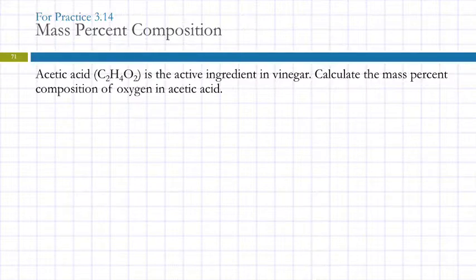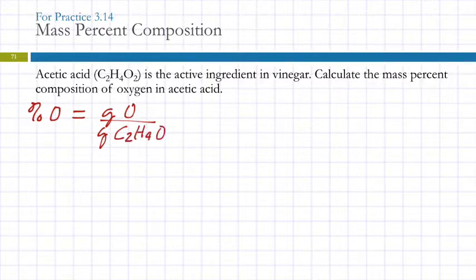So if we want the mass percent composition of oxygen, we'll call that percent oxygen. That's going to equal the mass of oxygen, grams of oxygen, divided by the grams of the whole thing, acetic acid, C2H4O2, times 100%. That's the definition of percent, right? It's the part divided by the whole. This is a mass percent, so we're looking at the mass of oxygen and the mass of the whole compound.